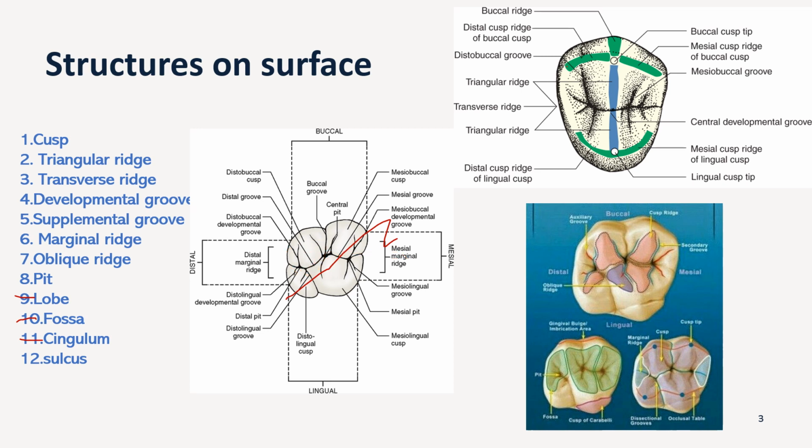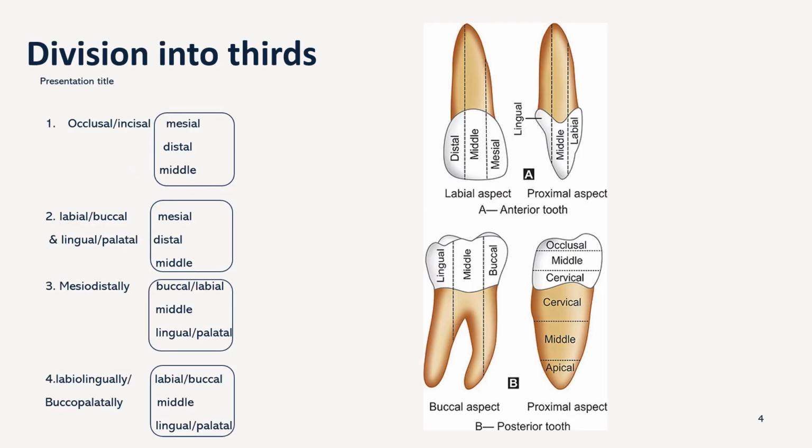Then moving to the next, divisions. For better understanding of a particular tooth, we divide the tooth into thirds. As you can see, this is an anterior, suppose it is a central incisor. We divide the tooth into three equal parts from any aspect, whether it is labial, proximal, lingual, occlusal, mesiodistal, labiolingual or buccopalatal. Any surface, we divide the tooth into thirds.